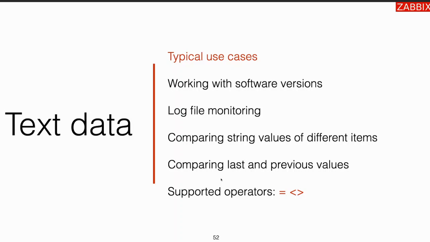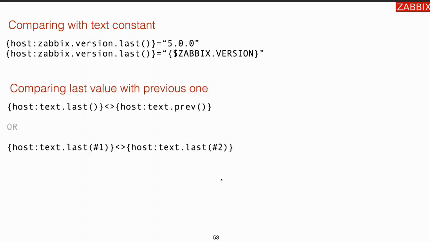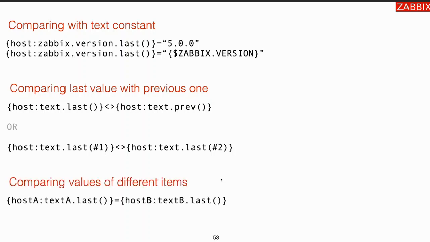Trigger expressions only worked for numeric data, but now they also support text data. Just a few examples of what is possible. We may compare with a text constant, and we also support user macros as a text constant. For example, the Zabbix version is a user macro which will be replaced with the value of that macro. We may compare the last value with the previous one, or compare values of absolutely different items. It is a very nice feature.